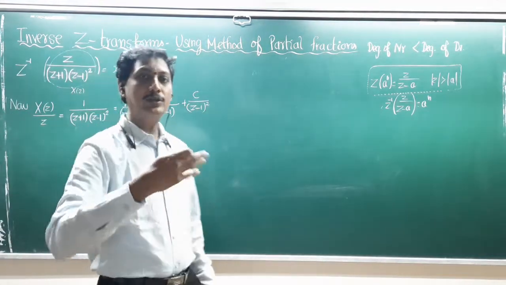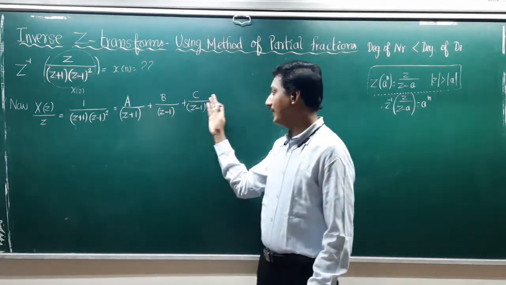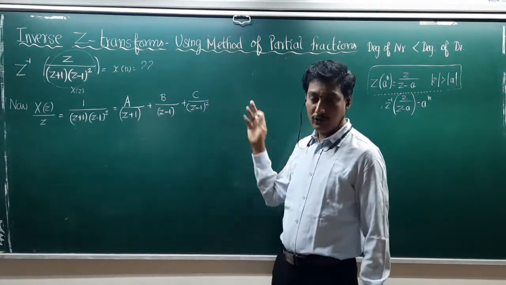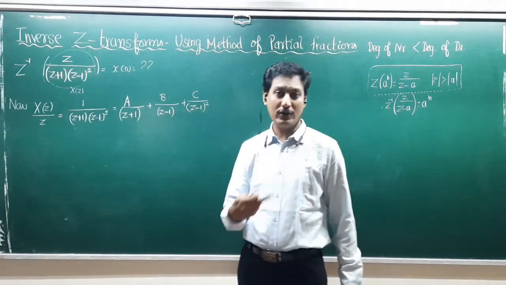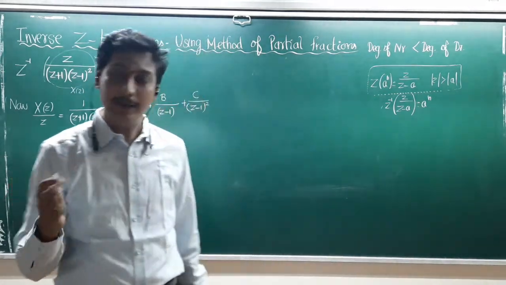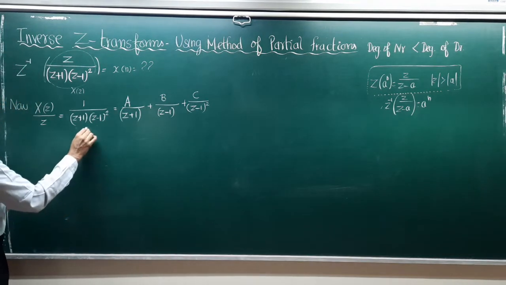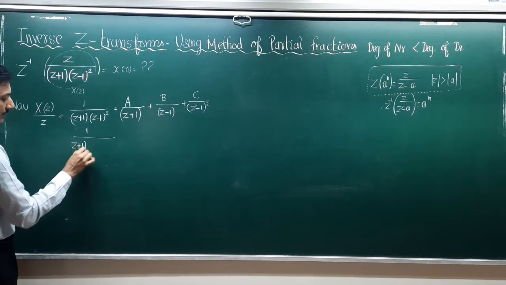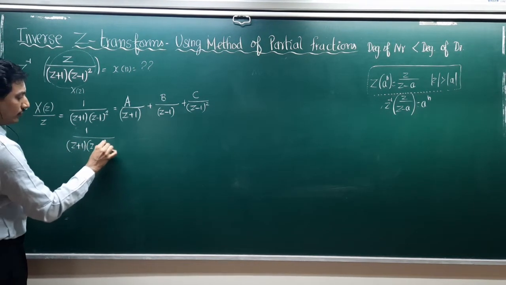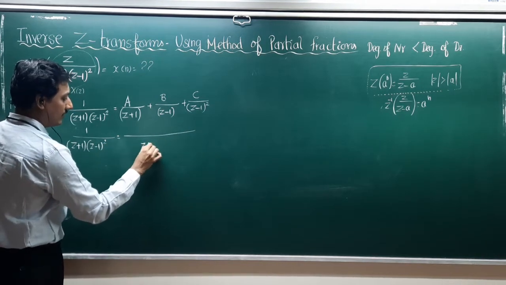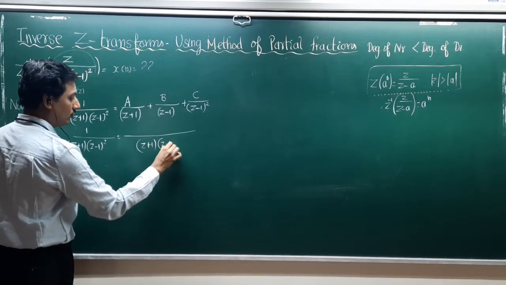Suppose z minus 1 is repeated thrice, means we go for the third one, D by (z minus 1) cubed. So for each degree, we introduce one constant. So there is a concept behind the method of partial fractions. The same idea: let us take the LCM. So 1 by (z plus 1) into (z minus 1) whole squared. Let's take the same LCM, (z plus 1) into (z minus 1) whole squared.